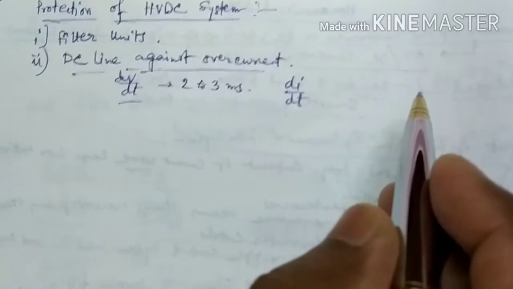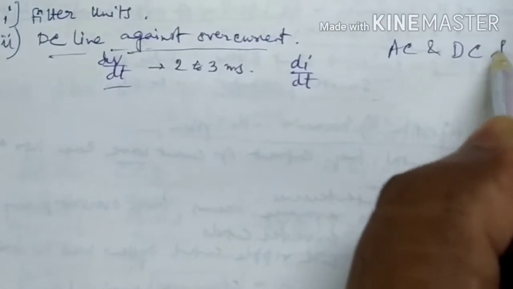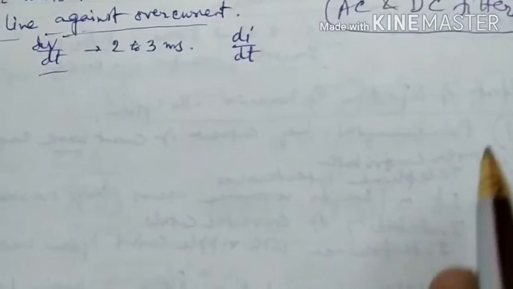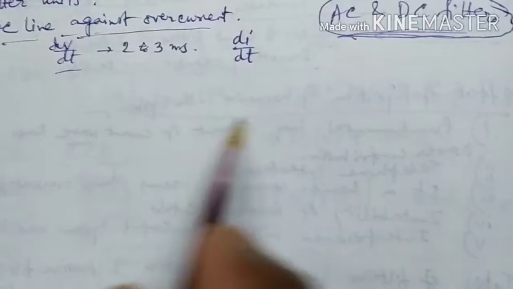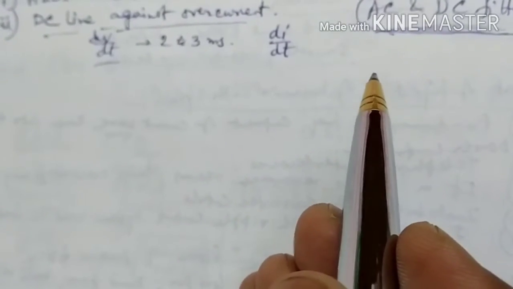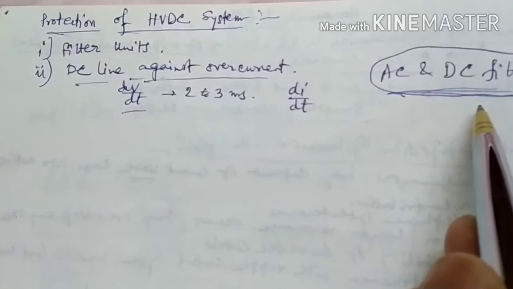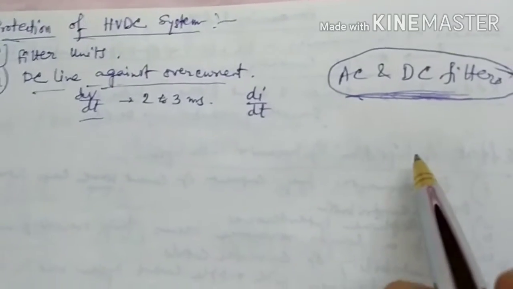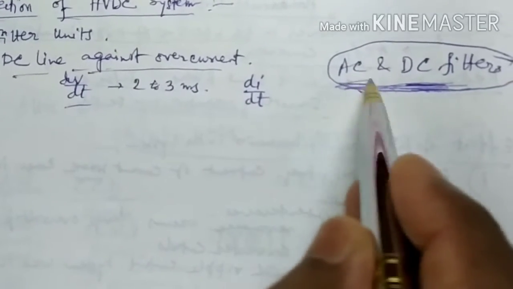So the AC and DC filters are mainly used for protection from harmonics. So what are AC and DC filters? Filters are used to filter the unwanted signal. The most common unwanted signal is harmonics. So there are two types of filters used in HVDC transmission system. They are AC filter and DC filter. So first I will discuss AC filter.